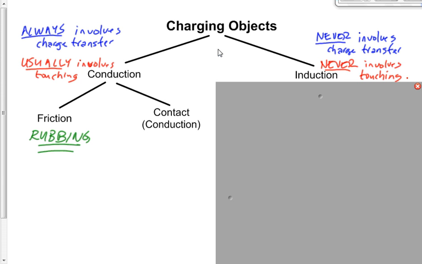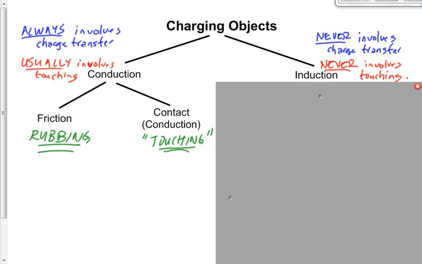When you walked across the carpet and you touched somebody and the charges tried to balance between you and the other person, that was charging by contact, a subcategory of charging by conduction. So rubbing is charging by friction. We're going to say touching, although we're going to put that in quotation marks because you know that they don't actually have to touch. They can be close enough where it's like they're touching, and the electrons will just jump the gap.